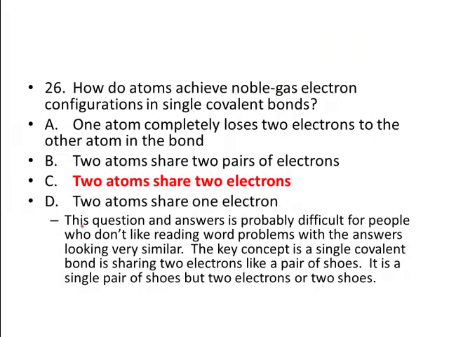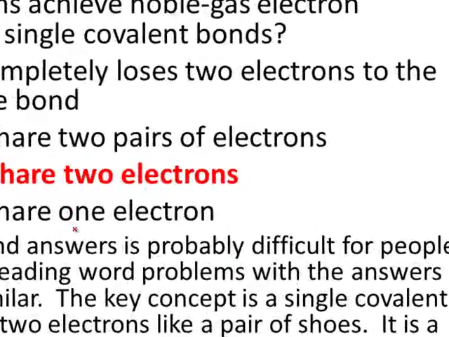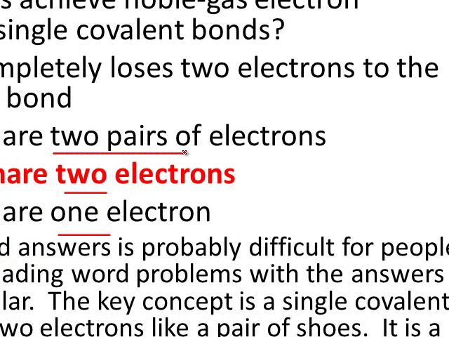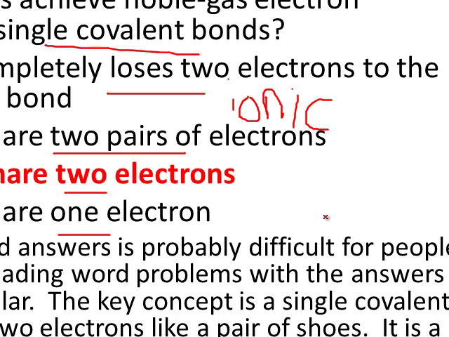This question, the answers are probably difficult for people who don't like reading word problems, especially when all the answers look pretty similar. There's very fine nuance between 1, 2, and 2 pairs, and that fine nuance is actually where the right answer is. This first one is pretty confusing. I don't even know what it means in terms of one atom loses 2 and the other gains 2. That's kind of implying it's talking more about ionics, for example magnesium oxide, more so than a covalent bond. That's what we're talking about here.